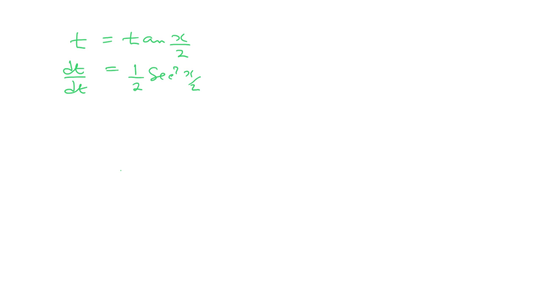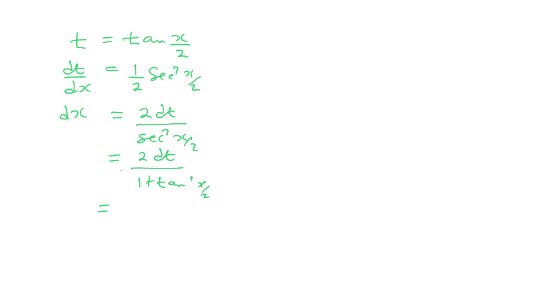This is dt by dx. So I can say that dx, if you cross multiply, is 2 dt divided by sec squared x over 2. Now, sec squared is the same as 1 plus tan squared. This is the same thing as 2 dt over 1 plus tan squared x over 2. We have defined tan x over 2 as t, so this is 2 dt over 1 plus t squared.